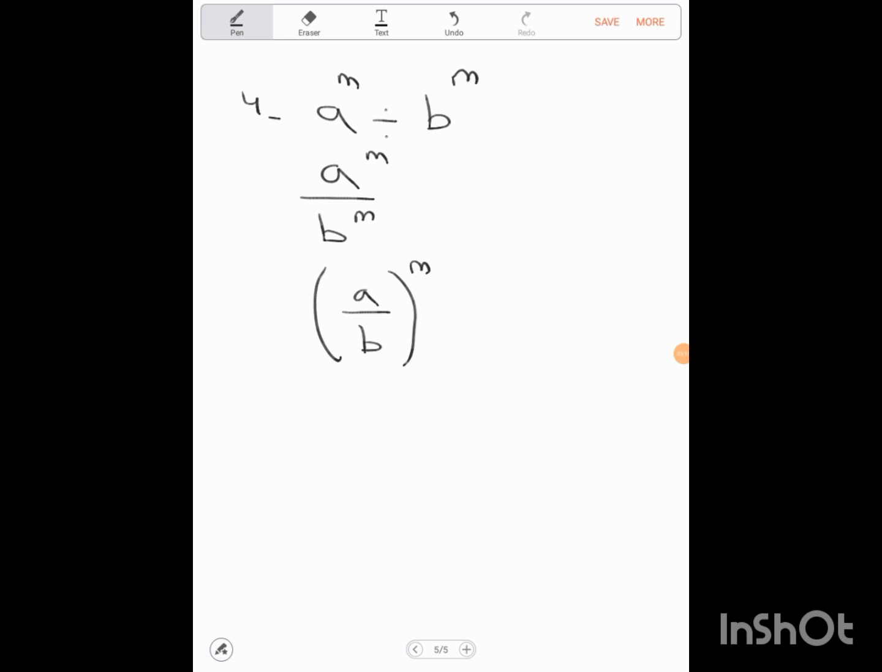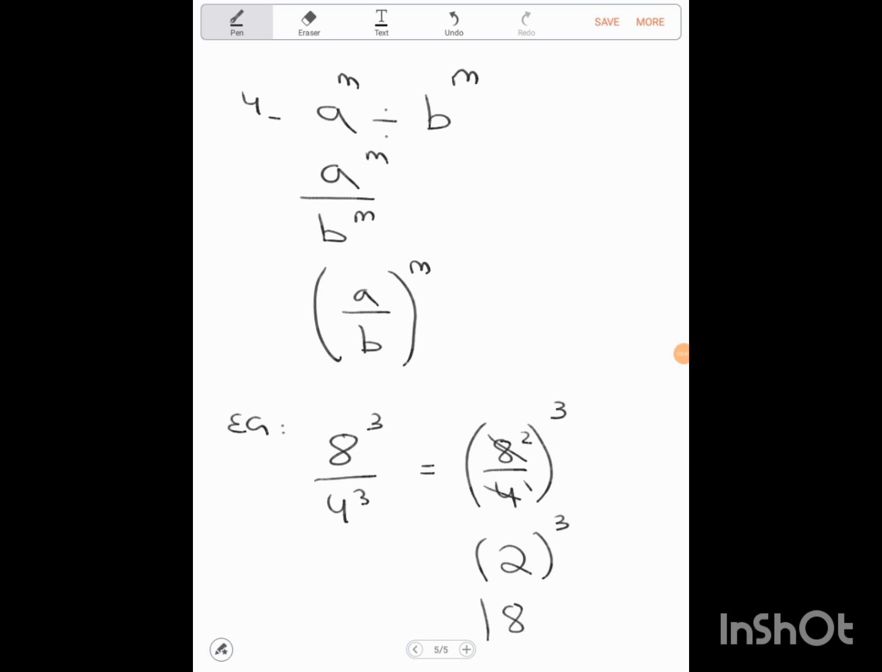Okay, so let's do it with an example. If I give you 8 cube divided by 4 cube, the bases will remain in the fraction and you will take a common power, that is 3. Now see if you can evaluate the inside fraction. So yes, 4 times 1 is 4 and 4 times 2 is 8. So it's 2 cube, and 2 cube is 8. So 8 is the final answer for this question.